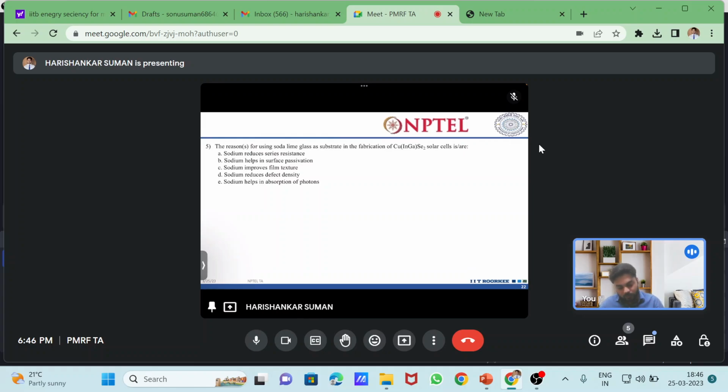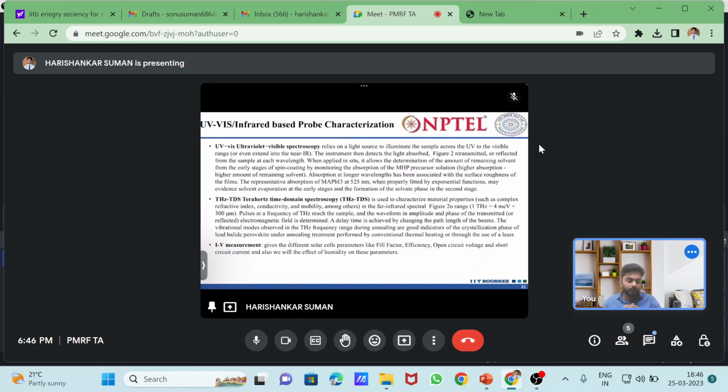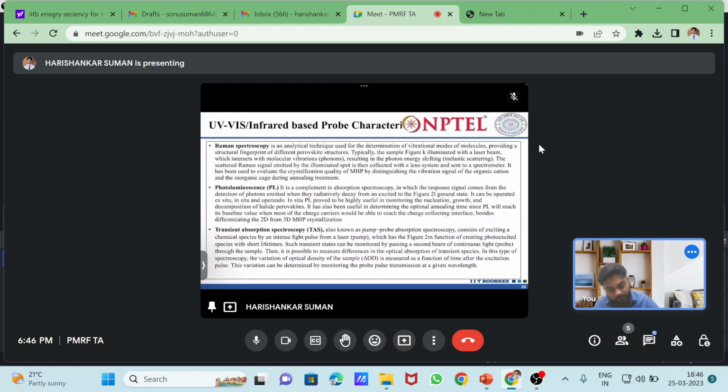The previous slide was regarding perovskite technology. What is the structure of perovskite? How does it work, what is the working principle? And what characterizations should be done?